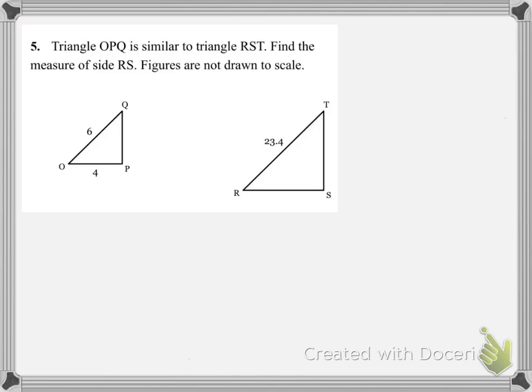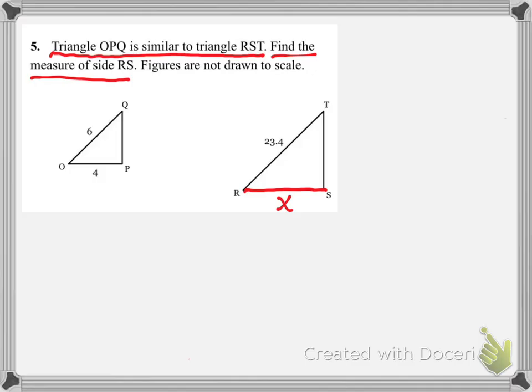Okay, now, it says triangle OPQ is similar to triangle RST. Find the measure of side RS. So here's RS right there. Okay? So we'll make that X because that's what we're trying to find.